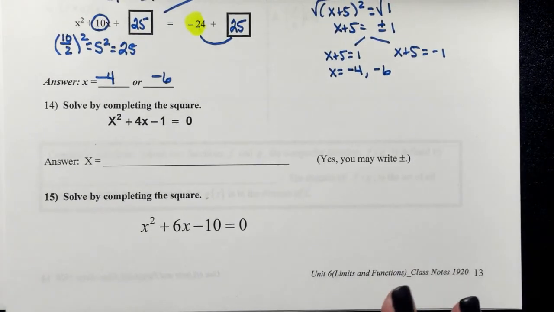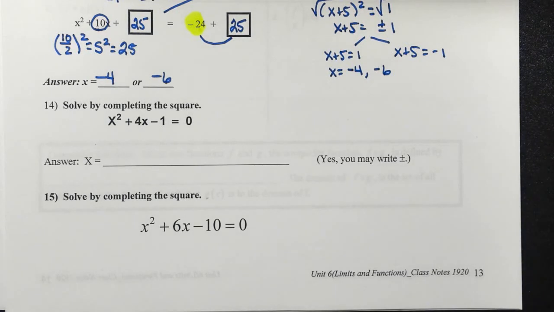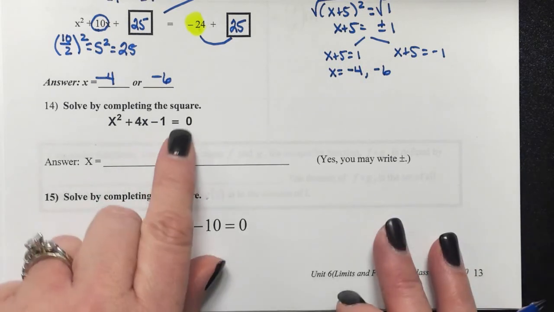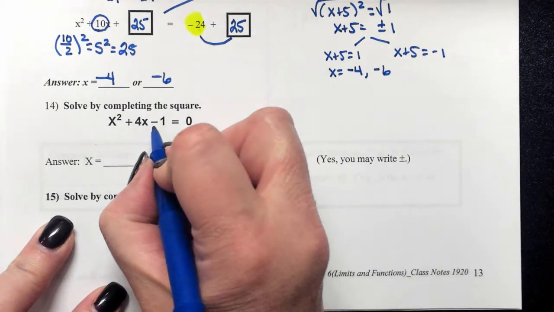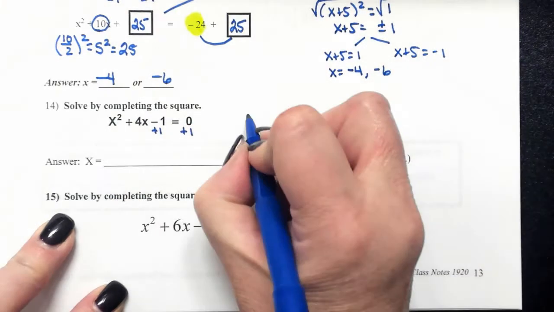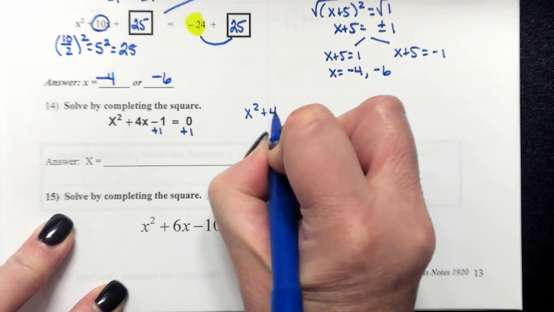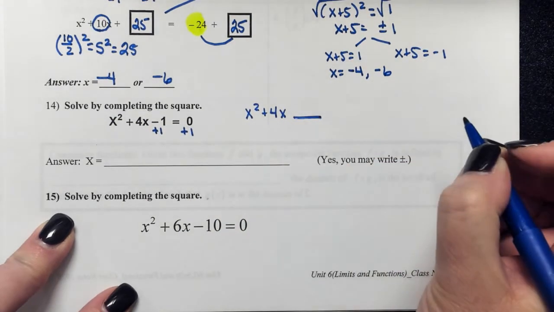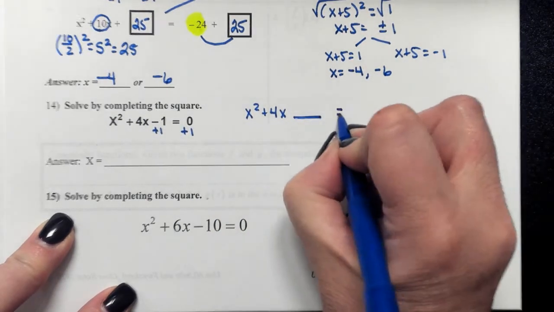So solve by completing the square. Factoring is not even an option here, because you can't factor it. So this one, you'd have to use quadratic formula, but I will choose completing the square any day over quadratic formula. So again, my first step is I want to move the constant to the other side. So I have x squared plus 4x, and I always leave a blank after my x's, equals 1.